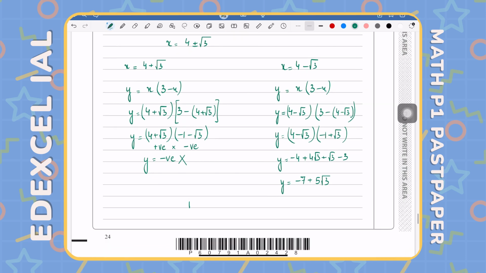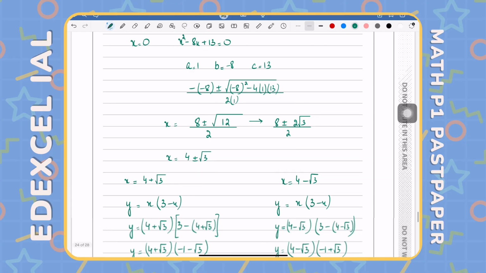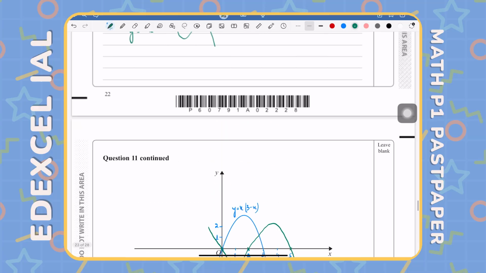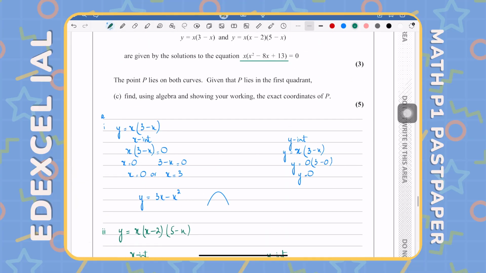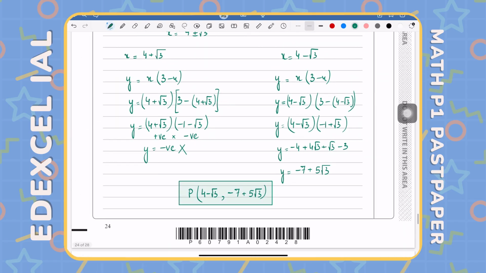Now we can just write our answer nicely. Point P, where x is 4 minus under root 3, and y is minus 7 plus 5 under root 3. And there you go, fellas. This is the final answer. Let's read the question again and make sure that we've answered it the way the question wanted. Yep, the question wanted exact coordinates of P, and we have done exactly that. So that's the end of question number 11.